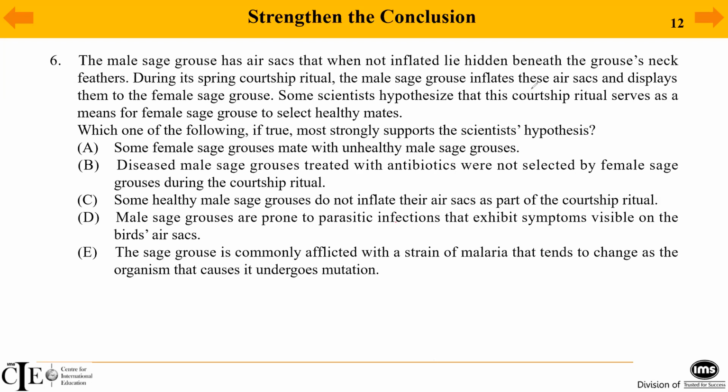Again, as I mentioned, C option is talking about only some healthy male sage grouses. That does not weaken it because it's an exception.